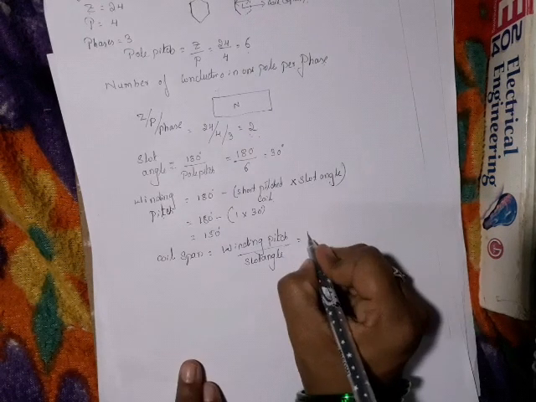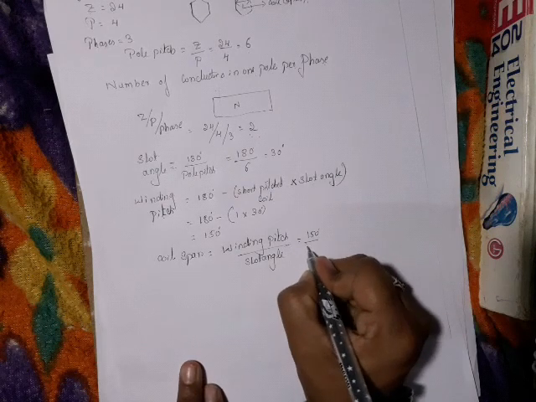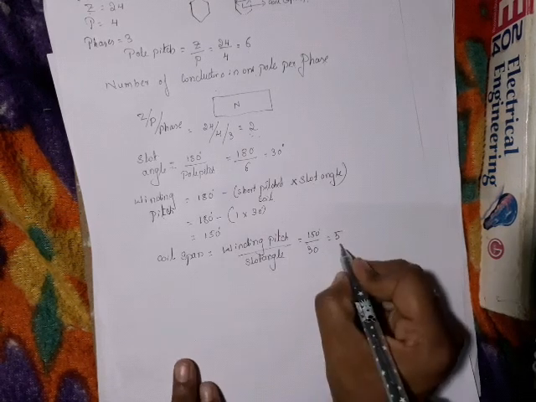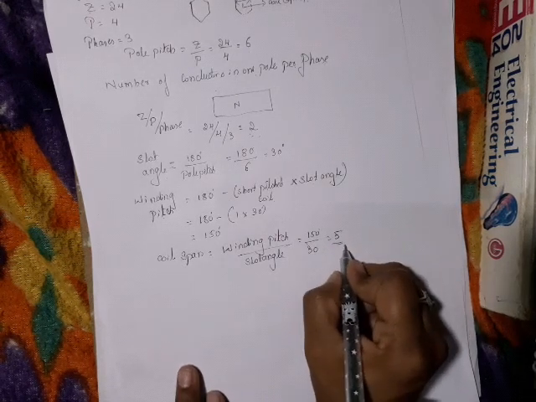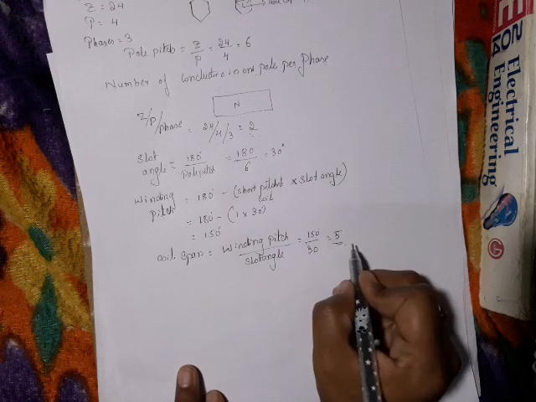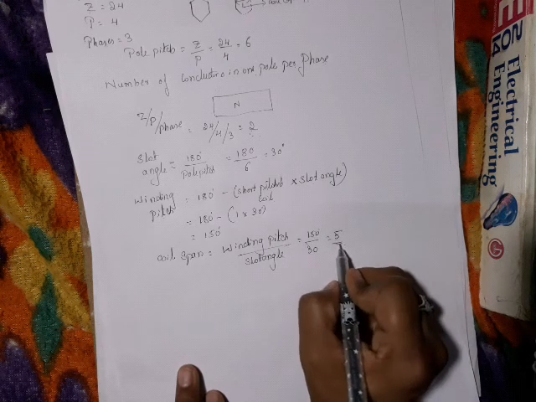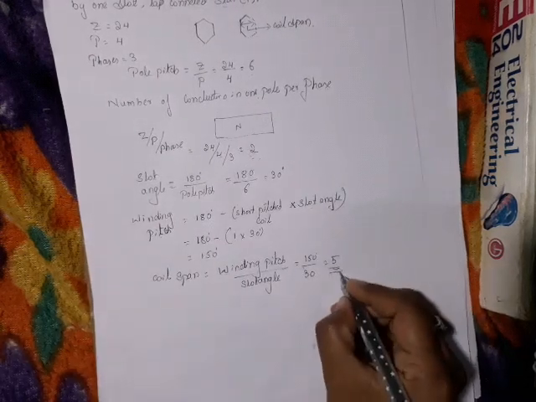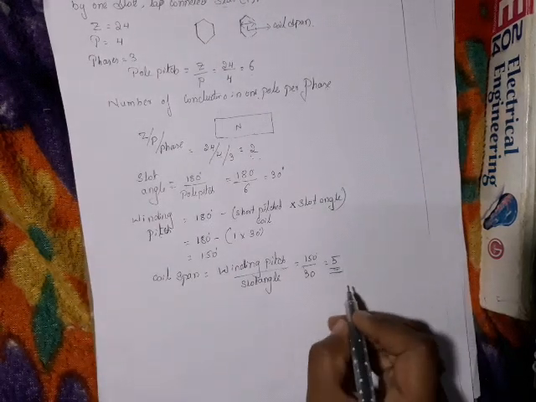So when you substitute 150 degree divided by 30 degree, how much are we getting? 5. This is very important. Using this number, we have to write the winding table. So how to write that winding table? Remember this, we have 5. 5 is the coil span.